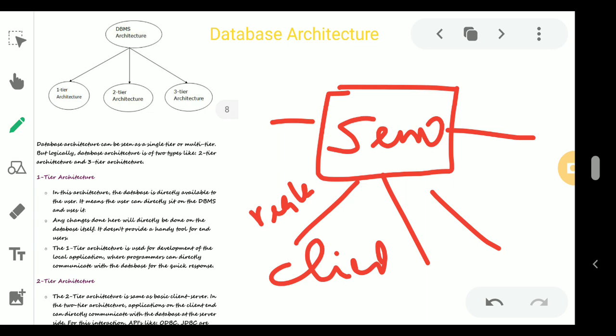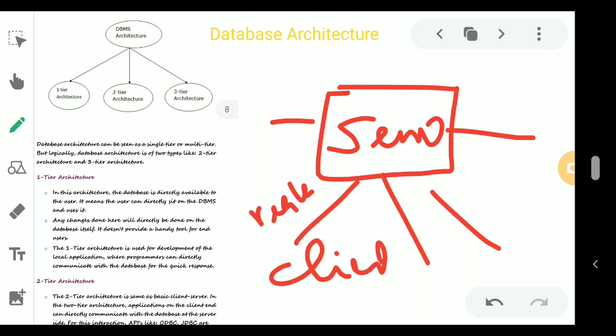In the case of one-tier architecture, it is used for the development of local applications, where the programmers can directly communicate with the database for a quick response. So this type of architecture is designed for the development of a local application program that depends upon this server. Okay. Now let's start with the second tier architecture.